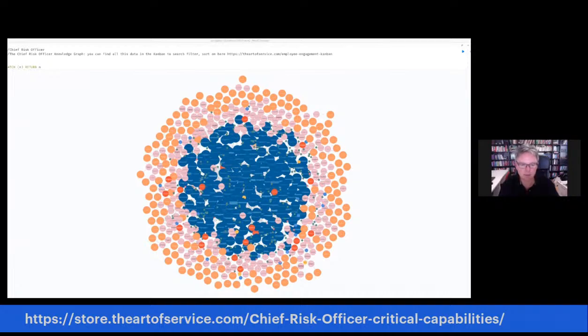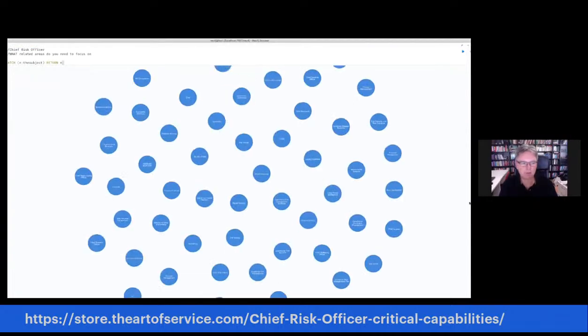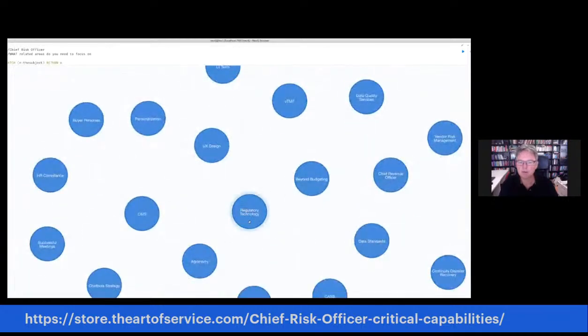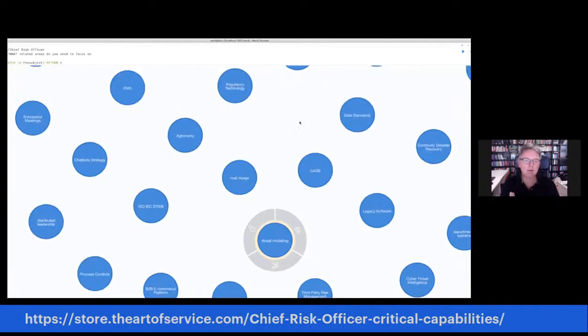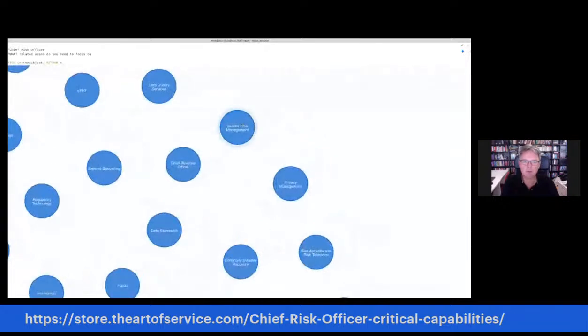First of all, let's have a look at the related areas you need to be focusing on when you're in the CRO role. The related areas come out of the knowledge graph as well. What related areas do we need to focus on? And I'll zoom in a bit. Here are the related areas. We need to focus on regulatory technology, personalization, data quality services, vendor risk management, data standards, continuity and disaster recovery. We need to focus on ISO standards, threat modeling. And you can see all the related areas that you need to be focusing on. When I open one of those areas up, let's take, for instance, vendor risk management.